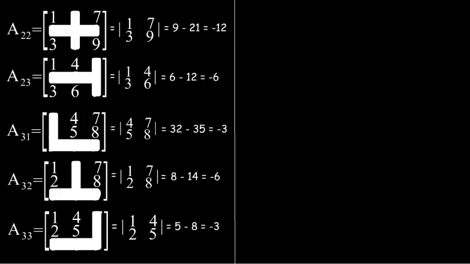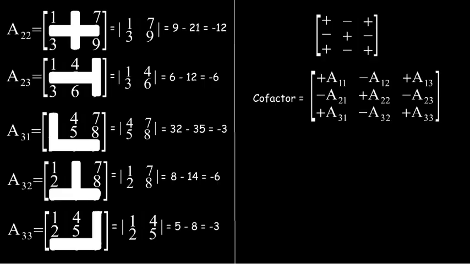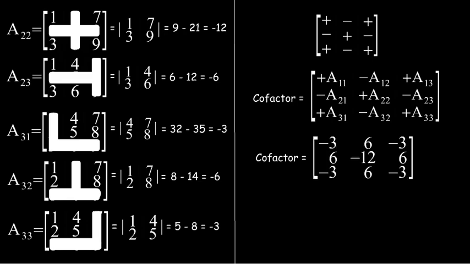Now remember that for cofactor, there are positional signs, so it goes plus minus plus. So what we are going to do is multiply each of our elements by their corresponding signs. Doing so, our cofactor will be equal to matrix plus A11, minus A12, and so on and so forth, which will make our cofactor equal to minus 3, 6, minus 3, 6, minus 12, 6, minus 3, 6, and minus 3.